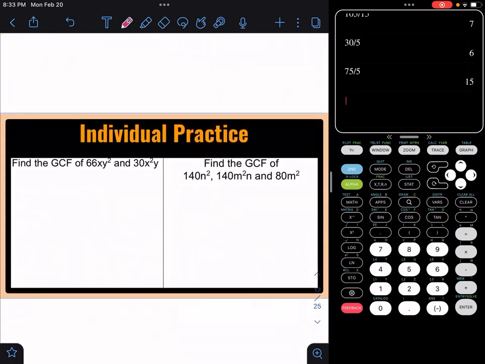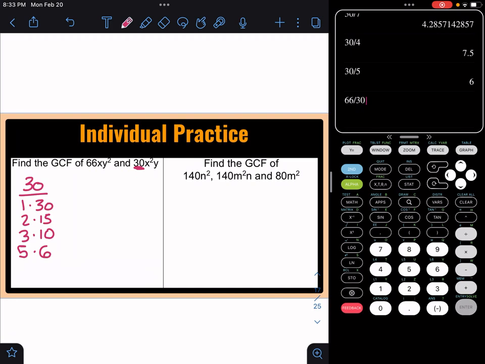So now try this. Alright, let's start by finding our factors of 30. 1 and 30, 2 and 15, 3 and 10, 30 divided by 4, 30 divided by 5, 5 and 6, alright. Let's see which one goes into 66.